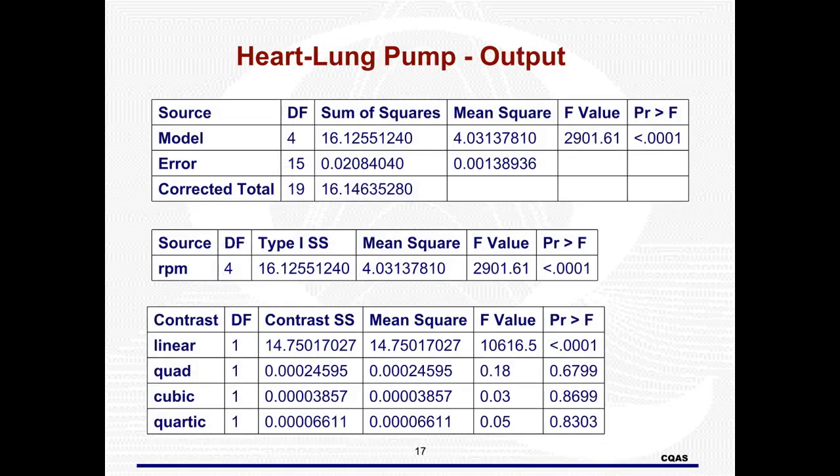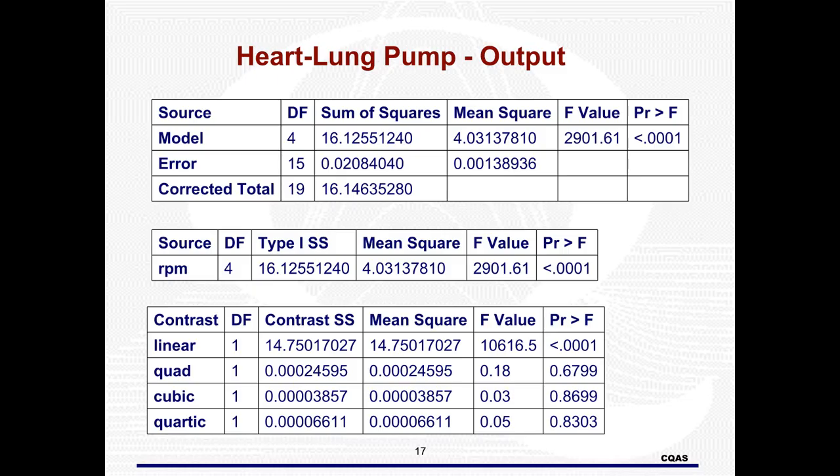Whenever you're looking at output like this, start with the overall ANOVA table. The ANOVA tells us whether there is evidence of a treatment effect. The p-value is extremely small, so we conclude that RPM affects flow rate. Next, we move to the orthogonal polynomial contrasts. Notice that the linear contrast explains almost all of the treatment variation. The p-value for the linear component is essentially 0.